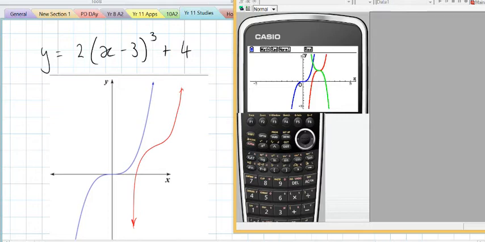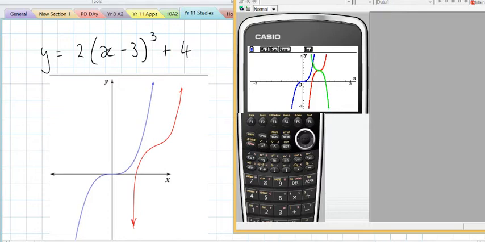And how do we find the y-intercept of that? When x equals 0. So when x equals 0, you get -3 cubed, which is -27, times 2, -54, plus 4, -50. So this will cross the y-axis at -50. Yeah? So, the same rules that apply to quadratics apply to cubics, and then will apply to quartics.